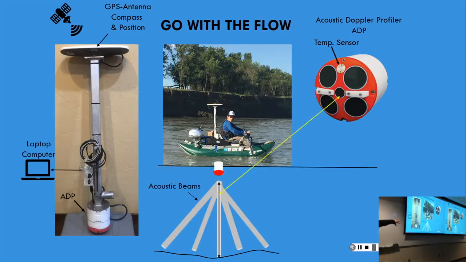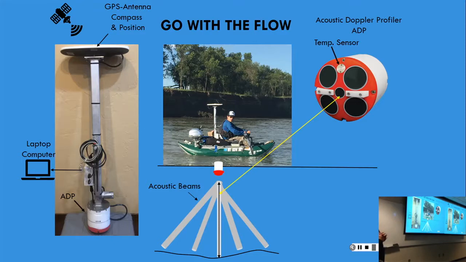So these acoustic Dopplers put out, this particular brand here has five beams. The middle one measures the depth, and the outside ones are spread out in an area. If there's anything being injected in the water column, and there's always material in the water column, the sound beams hitting that particle will come back with a Doppler shift, a shift in frequency. And that shift in frequency is linearly related to how fast the water is flowing.